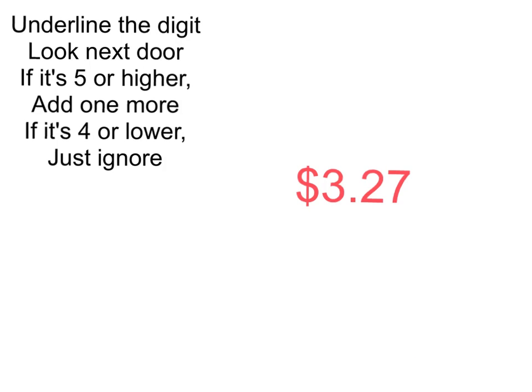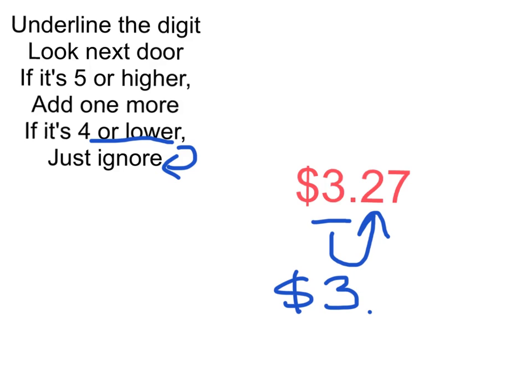Let's try it again. What if I also asked you this time to round to the nearest dollar? That means we need to underline the dollar part. So we underline the digit, look next door. If it's 5 or higher, add 1 more. If it's 4 or lower, just ignore. And this 2 falls in the category of 4 or lower. So that means we're going to ignore it. That means that we are just going to leave the underlined number as it is. We're not going to change it. Just ignore means we're not going to change the dollar.